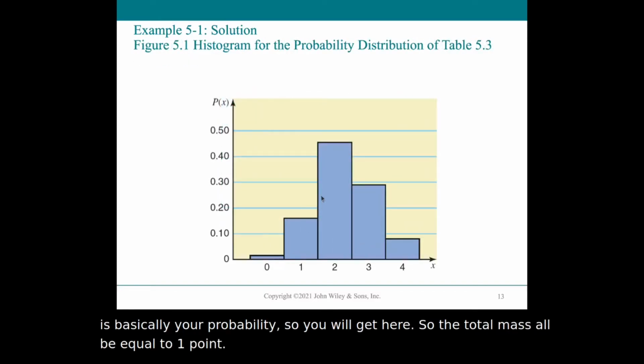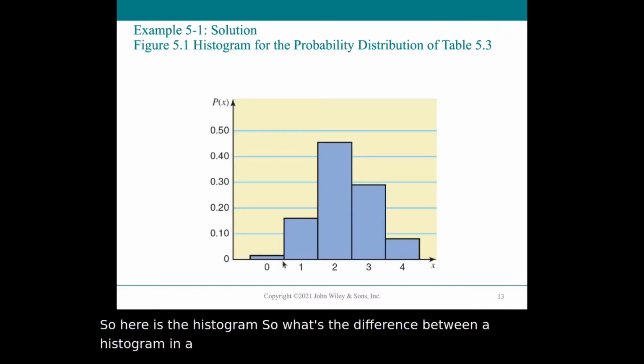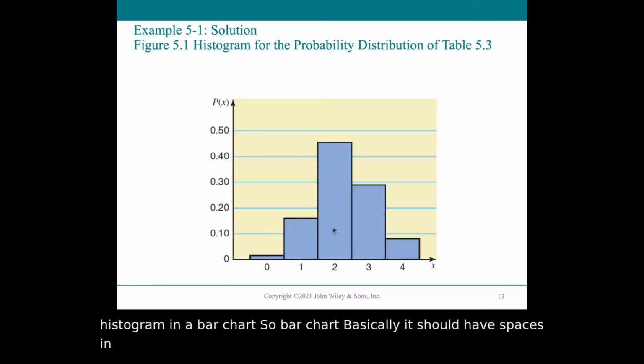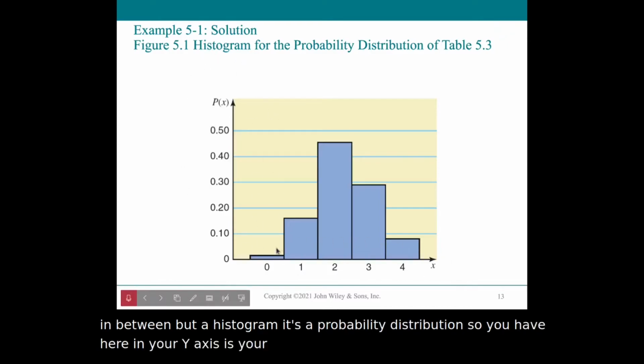So here is the histogram. So what's the difference between a histogram and a bar chart? A bar chart, basically, should have spaces in between. But a histogram, it's a probability distribution. So you have here in your y-axis your probabilities, and these are the possible outcomes. So this is your histogram.